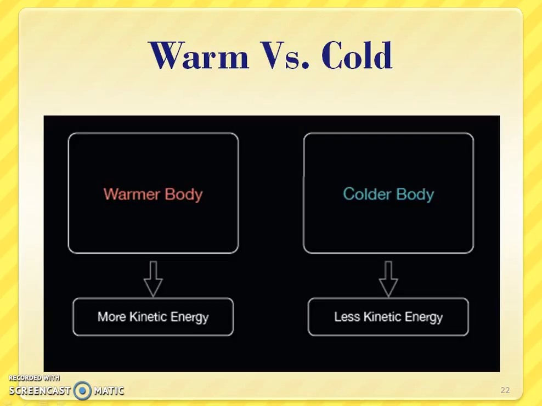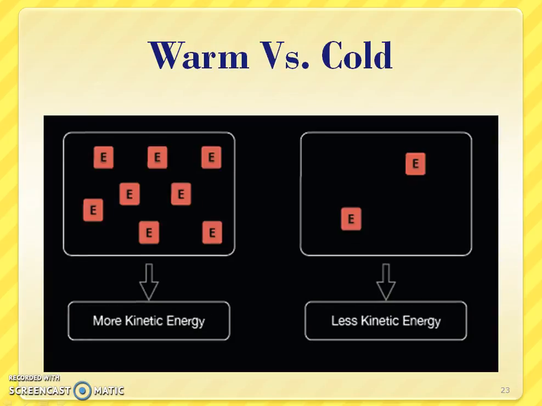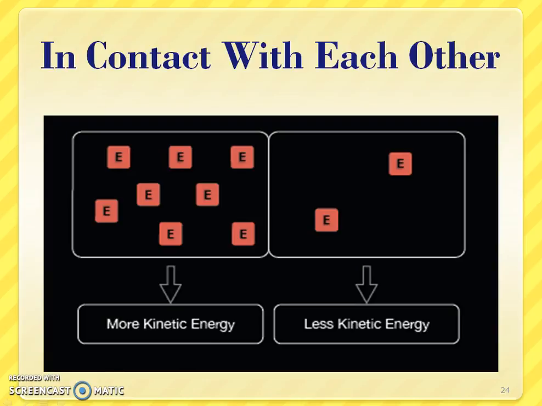So we talked about warm versus cold, and how a warm body is going to have more kinetic energy. Those molecules are going to be moving faster. And if we have a colder body, we have less kinetic energy. Those molecules will be moving slower. Then he put our E's in there for energy. And we said, okay, now those two pieces of, I don't remember if he used wood or metal, doesn't matter, one is at a higher temperature than the other.